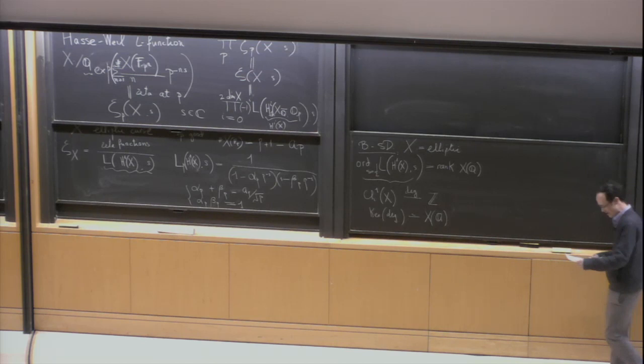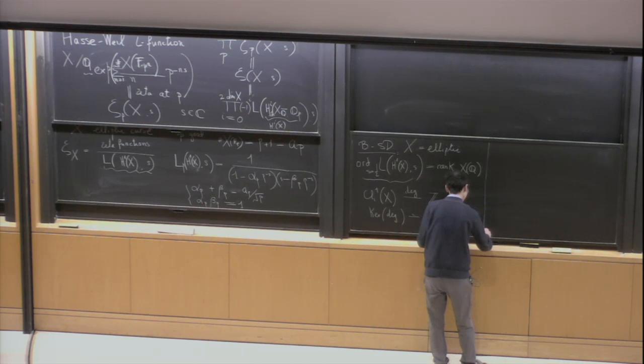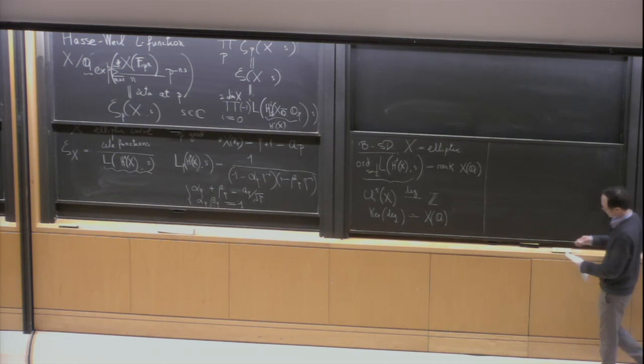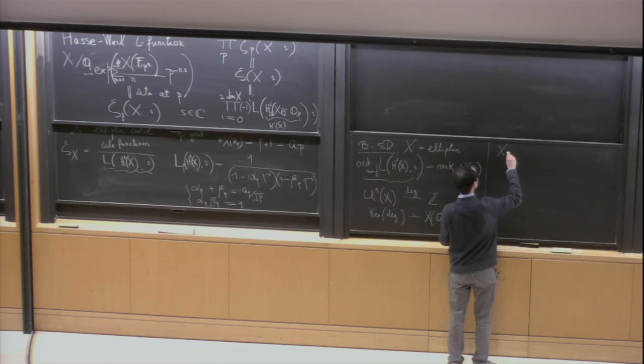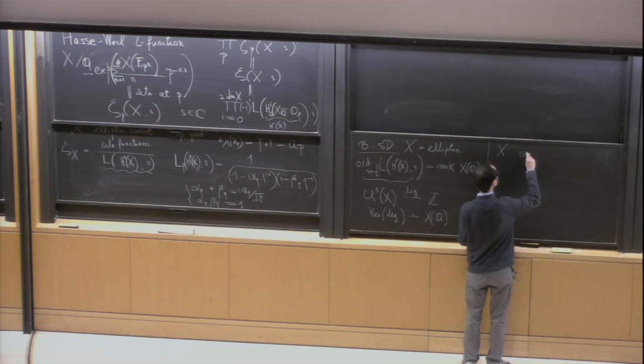So now, what do we expect to be true regarding the Chow group of a variety over number fields? Let me start with X more general, smooth projective over Q.